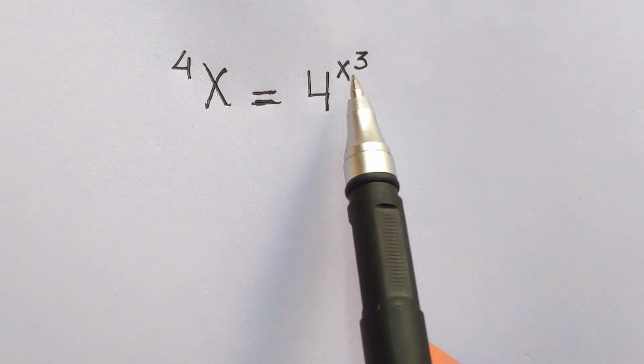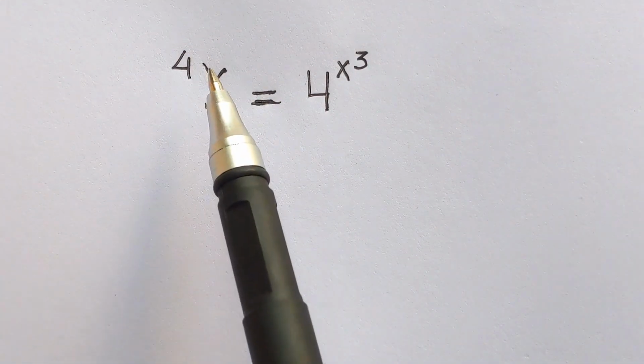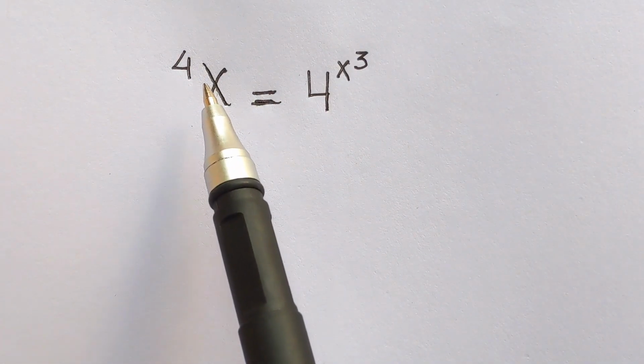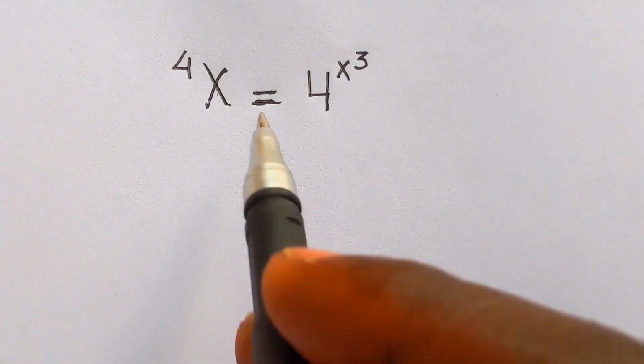x to the power 4 and 4 power x power 3. Then when we write this one, we are asked to find the value of x. Okay, now solution.